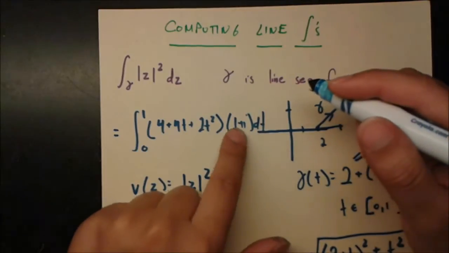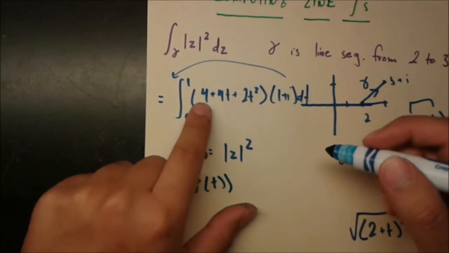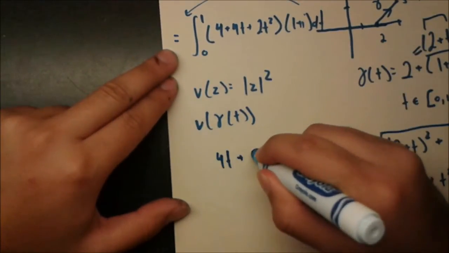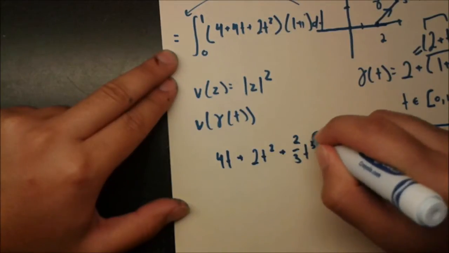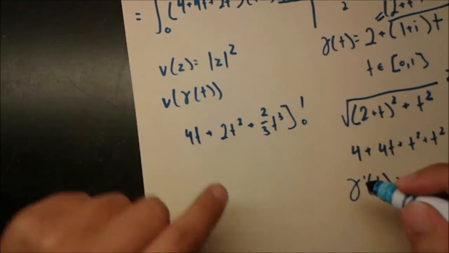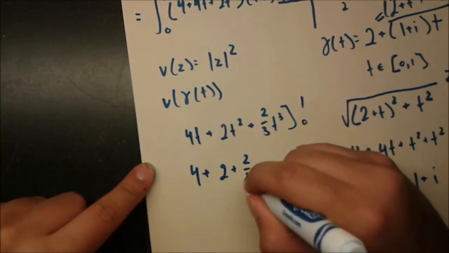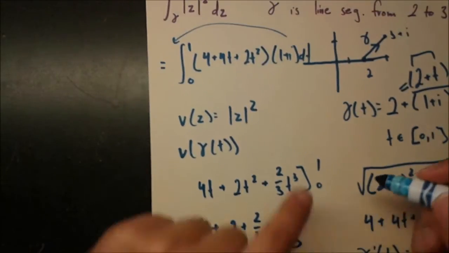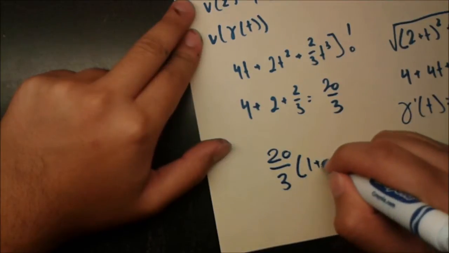This 1 plus i is just a constant, so we can take it to the outside. And we're going to evaluate this inside integral. It's going to be 4t plus 2t squared plus 2/3 t cubed, limits 0 to 1. So we plug in 1 into all this, we get 4 plus 2 plus 2/3, which is 6 plus 2/3, which is 20/3. And don't forget the 1 plus i we had taken outside, so this is 20/3 times (1 plus i).